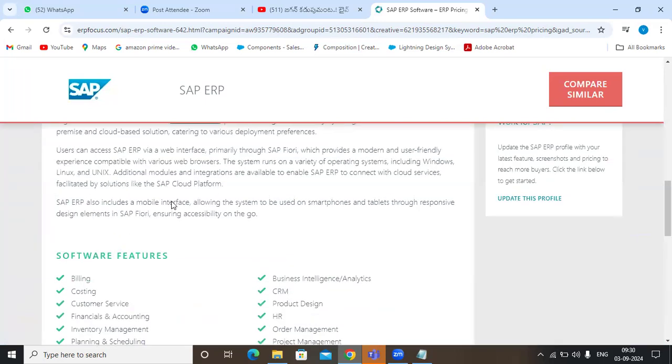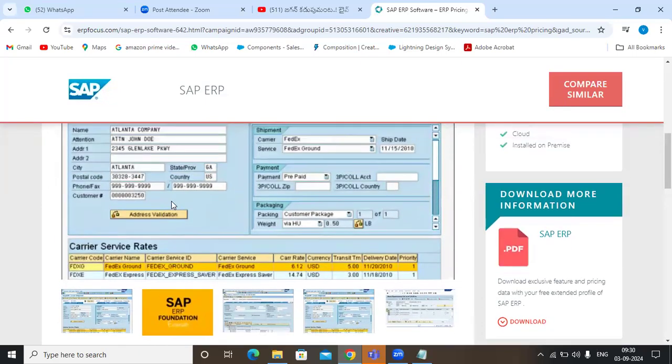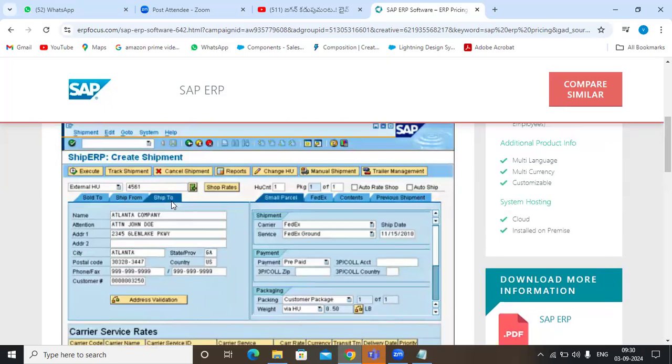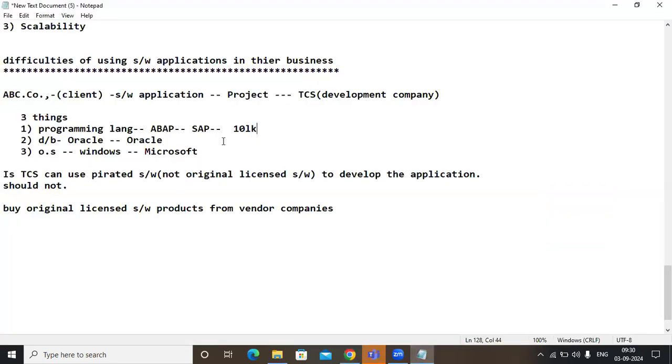If I find this, you can get some information regarding this thing. Leave it, it's not important for us. Okay, fine. Let us assume 10 lakhs.